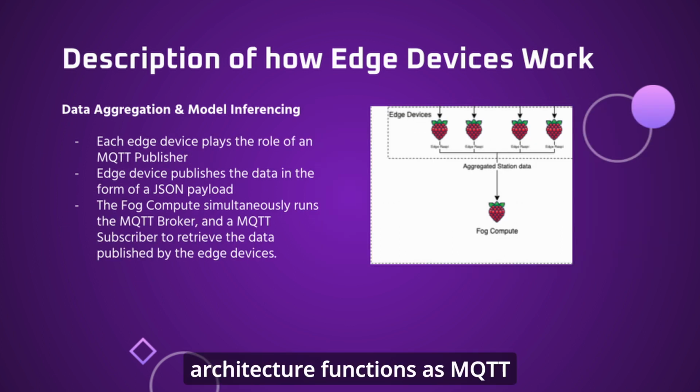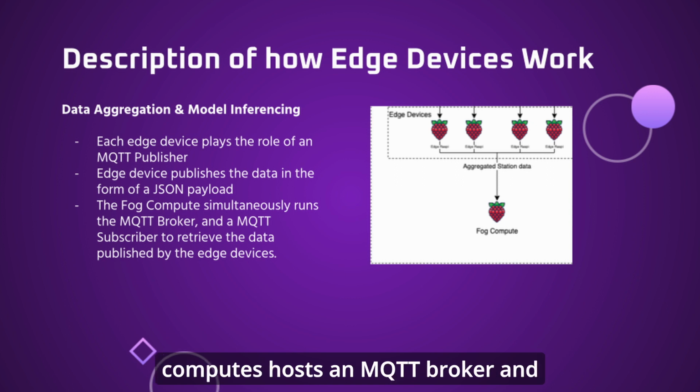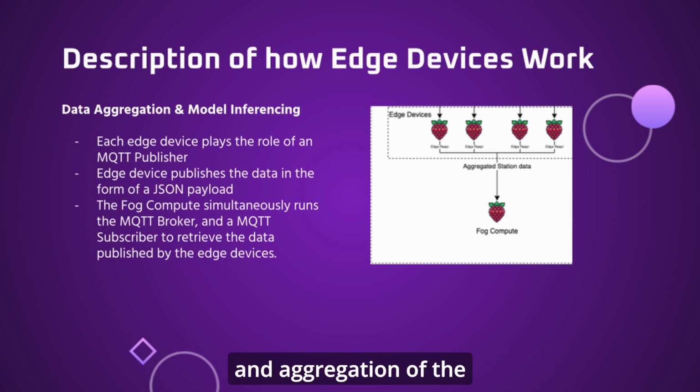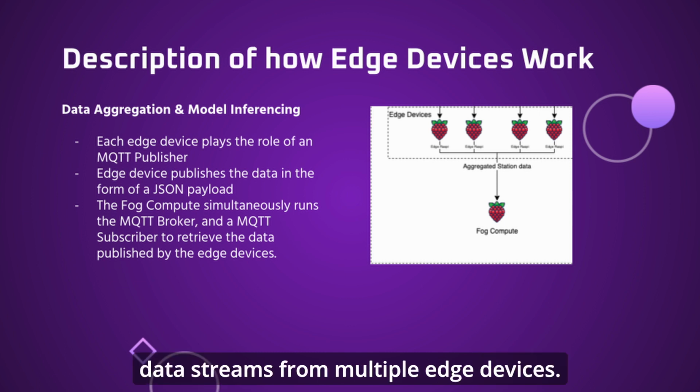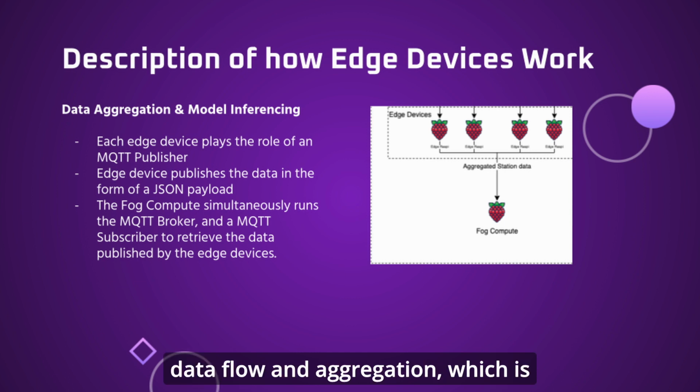Edge devices in the architecture function as MQTT publishers, transmitting processed data in the form of JSON payloads. Meanwhile, the fog compute hosts an MQTT broker and subscribes to the various topics that the edge devices are publishing on, facilitating the reception and aggregation of the data streams from multiple edge devices. This MQTT communication protocol enables efficient data flow and aggregation, which is essential for the centralization of information before model inference.